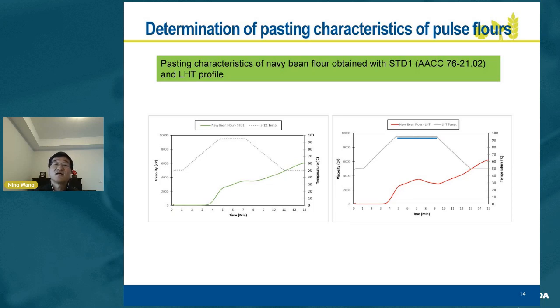So we modified this AACC STD1 profile by extending the holding time. Here you can see the shorter one. We extended the holding time at 90 degrees for 2 minutes longer than the STD1 method. Here are the results. You can see a complete pasting profile for navy bean flour was obtained with this modification. Other conditions are the same; we only extended the holding time. A longer holding time at 90 degrees provides a better measurement of the breakdown of the swollen starch granules in those flours.